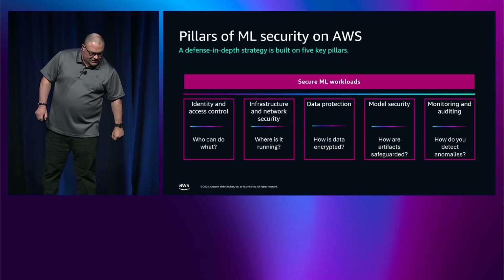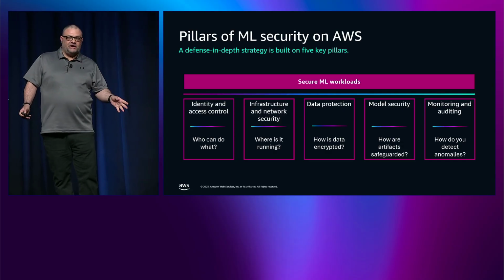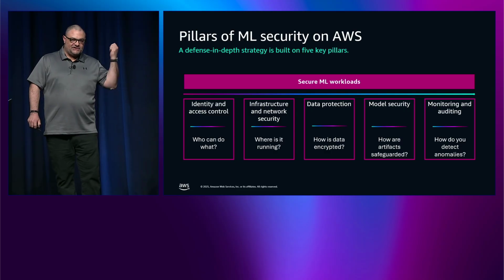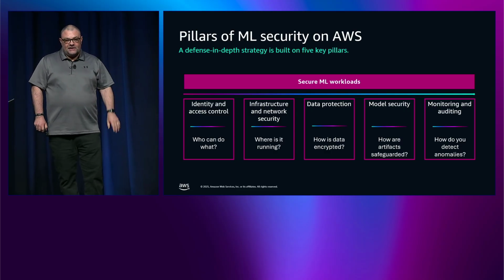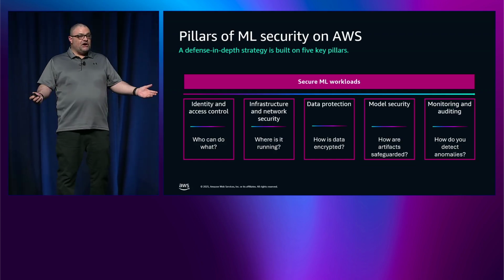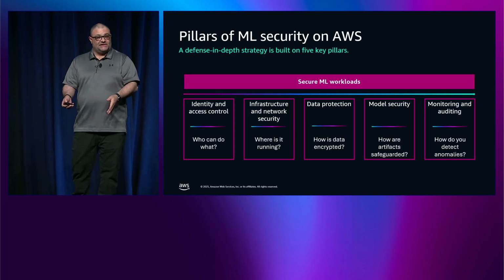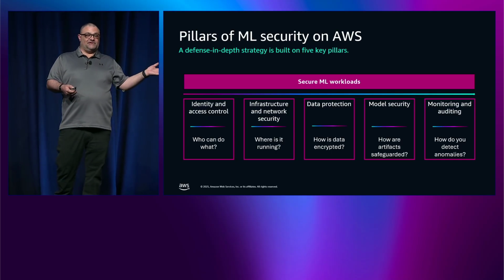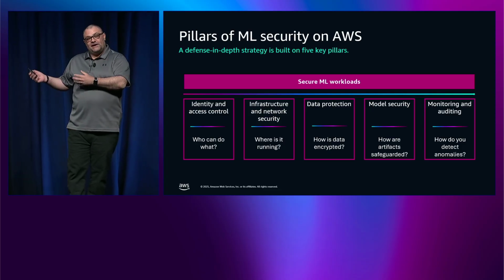When it comes to infrastructure and network security, you don't want to run your machine learning workloads inside of a VPC that's got an internet gateway and access directly to and from the internet. Probably you don't want to do that, right? So what are your options? Well, you have machine learning workloads running inside of your network, and it still needs to talk to AWS services. Or maybe it needs to talk to other things out there on the internet.